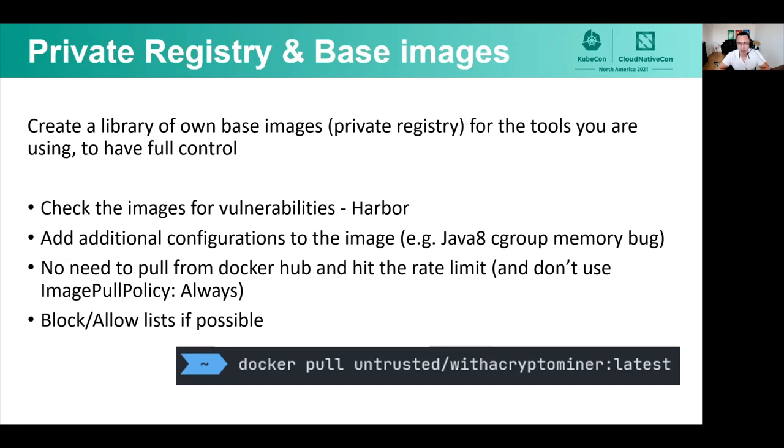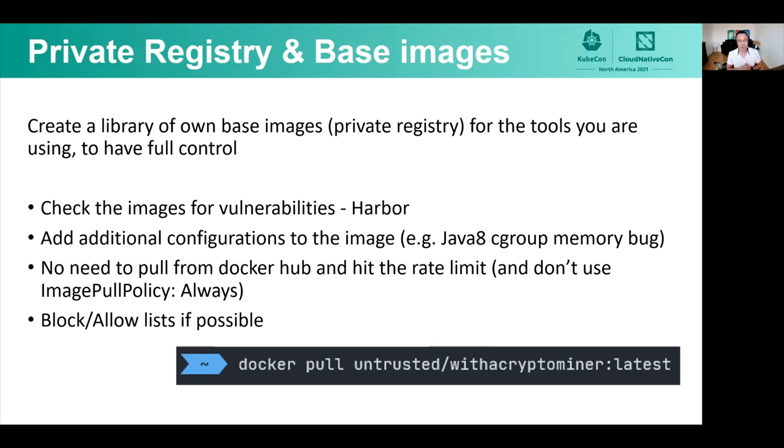And don't use the image pull policy Always. There are some use cases where image pull policy Always is usable or good, but normally you don't want to pull the image every time it's getting rescheduled on another worker node if the image is already there, because it will be much faster to spin up your application if it's just reusing the image which is already cached on the machine.